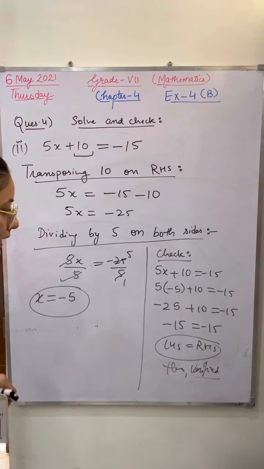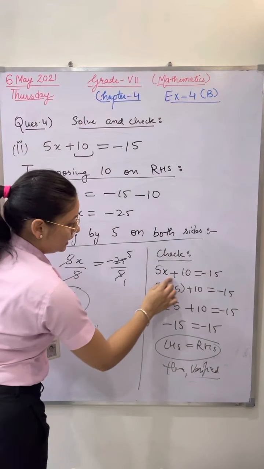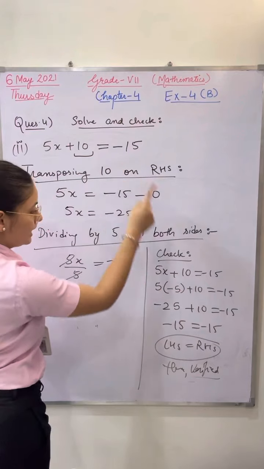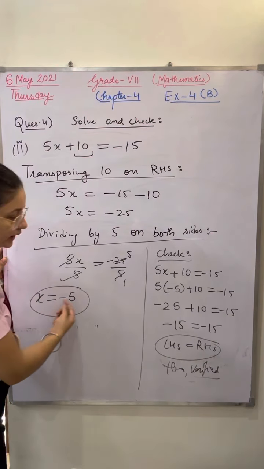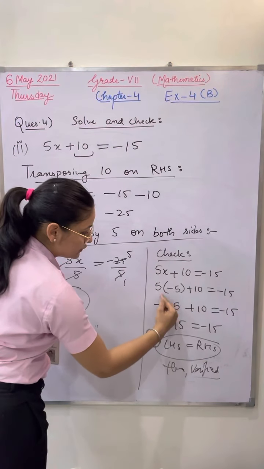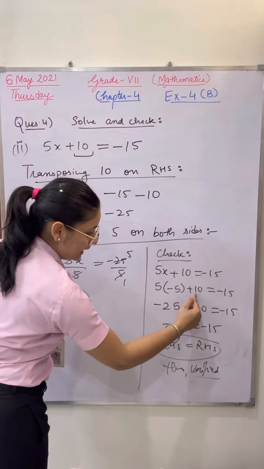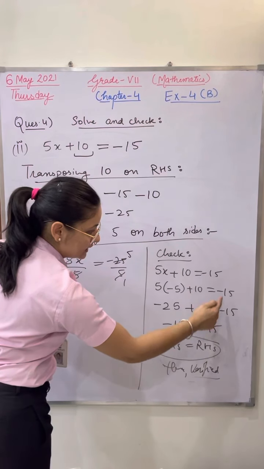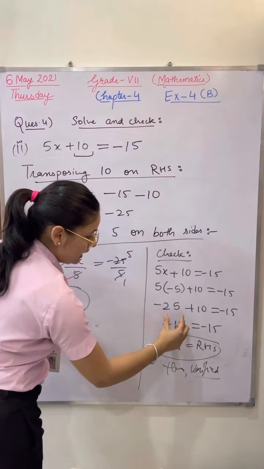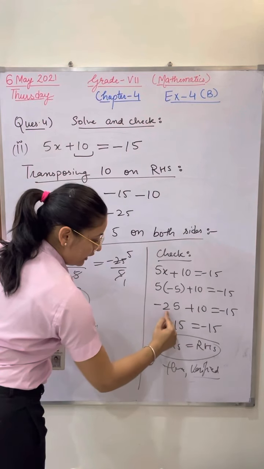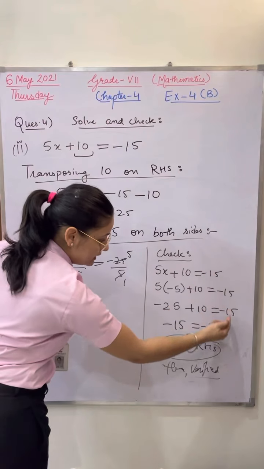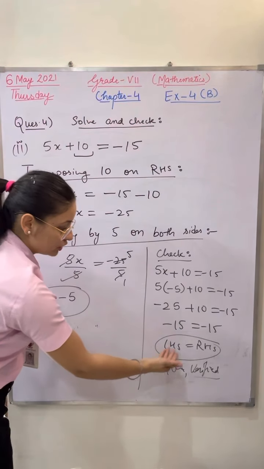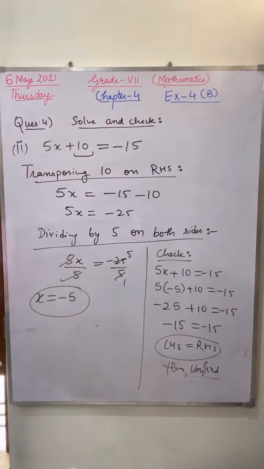Siddharth, in the checking part, you have to write down the question as it is. Then you have to put the value of x that you have taken out. Now 5 multiplied by minus 5 is minus 25, plus 10 as it is, equals minus 15 as it is. Minus 25 plus 10: 25 minus 10 is 15, and the sign will be of the bigger value, minus. On the right hand side we already have minus 15, so both are equal and hence it is verified. Is it clear to everyone?